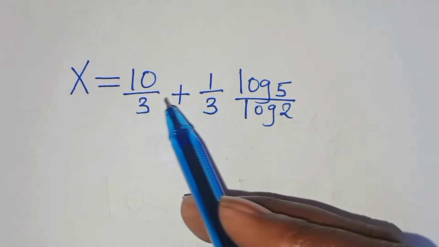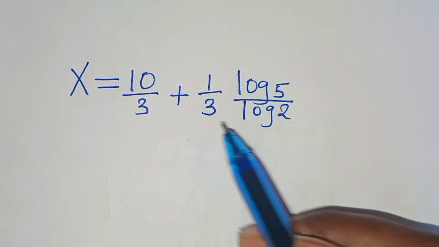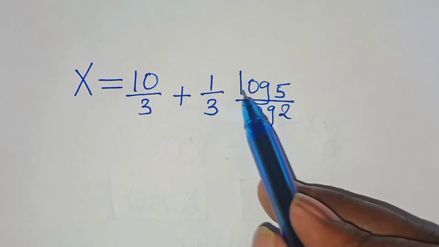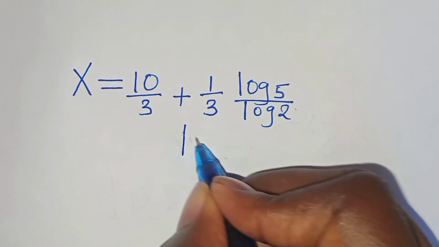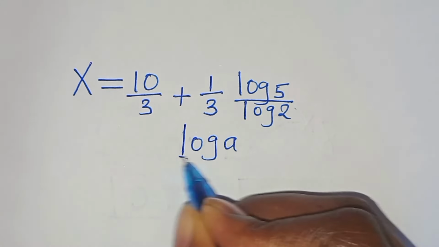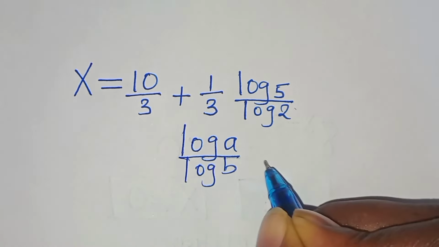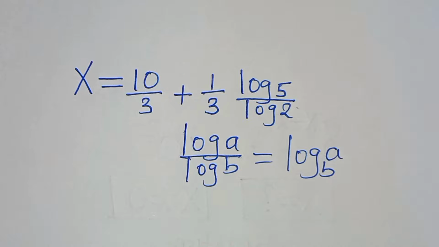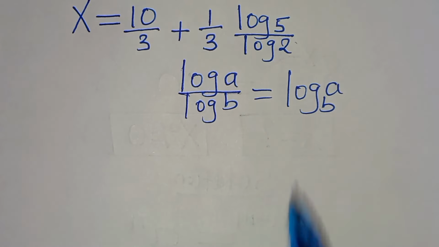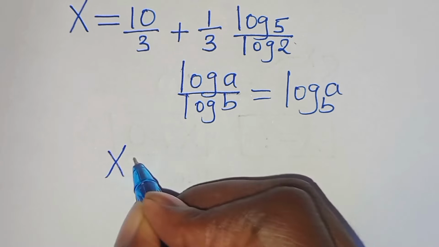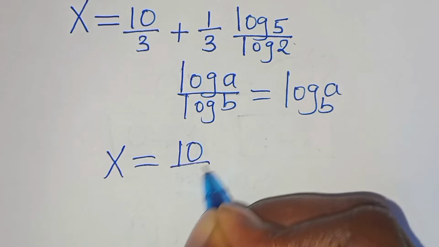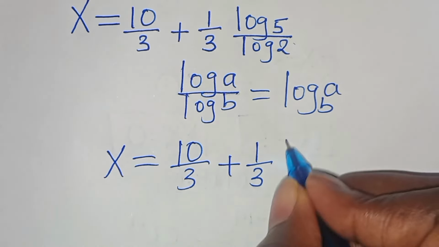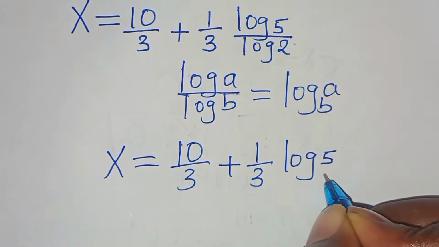Now we have x is equal to 10 over 3 plus 1 over 3 log 5 over log 2. Now log 5 over log 2 is in the form of log a divided by log b, and this can be expressed as log a to base b. Let's apply this property so that now x is equal to 10 over 3 plus 1 over 3 log 5 to base 2.